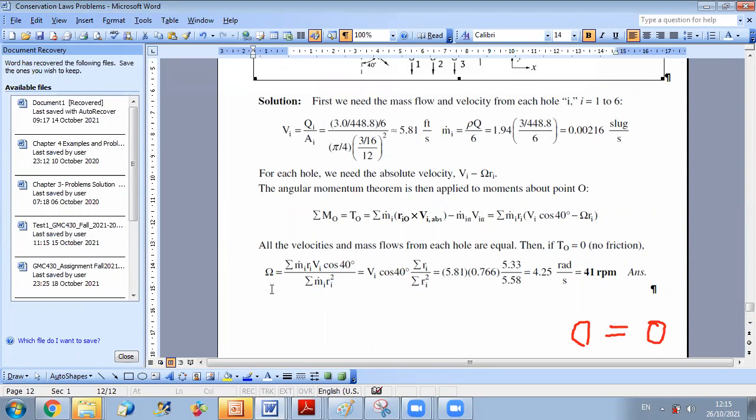Okay, and don't forget, you got it in radians per second, and since they asked for revolutions per minute, you just have to convert. Okay, to do this, you divide by 2 pi and you multiply by 60. Okay, because to go from radian to revolution, we divide by 2 pi, and to go from per second to per minute, we multiply by 60. Any question on this?